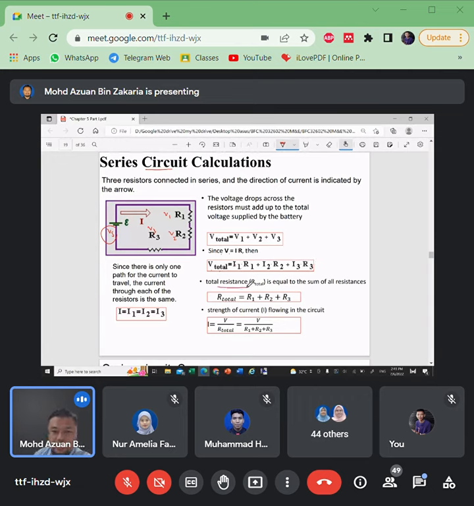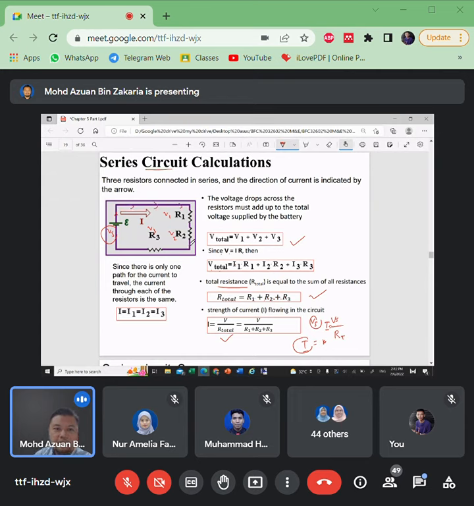Meanwhile, total resistance, we just combine, sum up all the resistance. It's easy. R1 plus R2 plus R3. Meanwhile, current. Current is voltage divided by total R. So what we can say is that you can use voltage supply, main voltage, divided by total resistance. So we can get I, current.